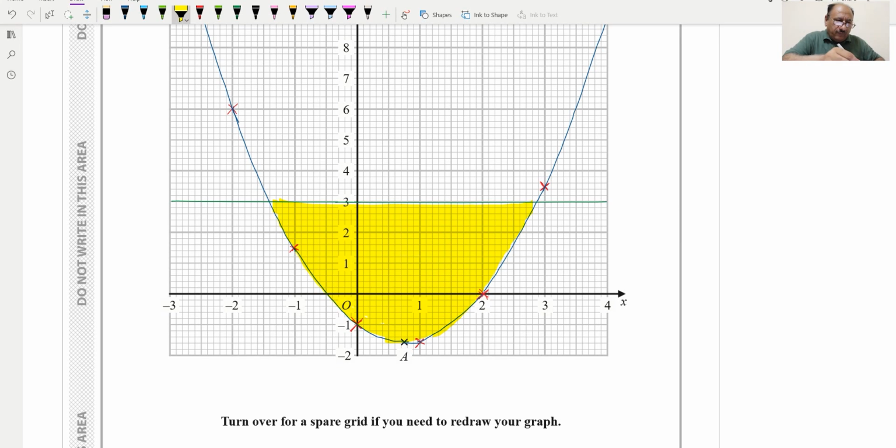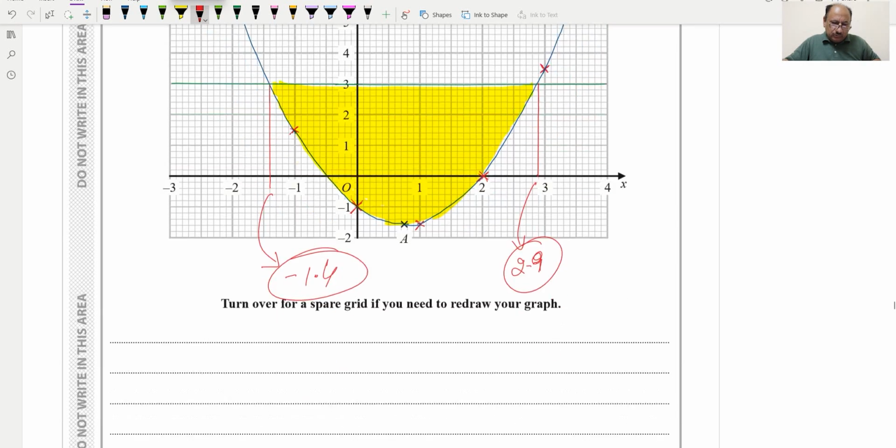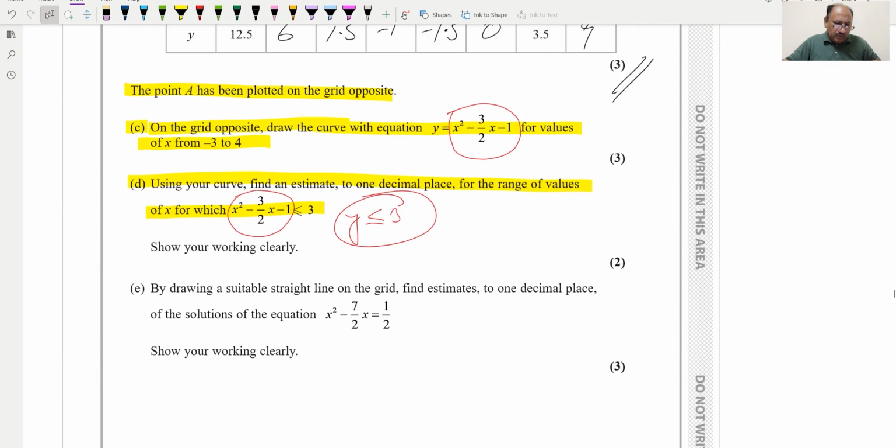And from here if we identify, this will be around this one, which is 2.9. So this value is 2.9, this one 2.9, and from this side, from here, if you check, this value is minus 1.4. Minus 1.4 will be this value. So this is what they are saying. So we are done with this part as well.